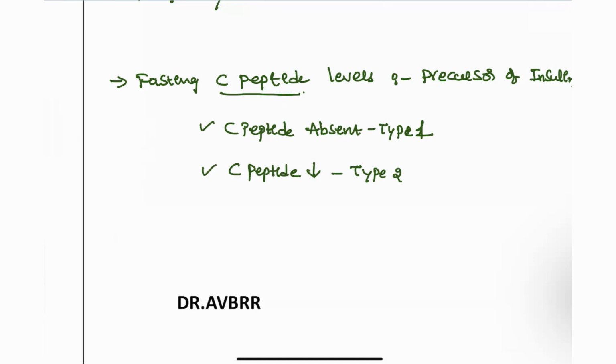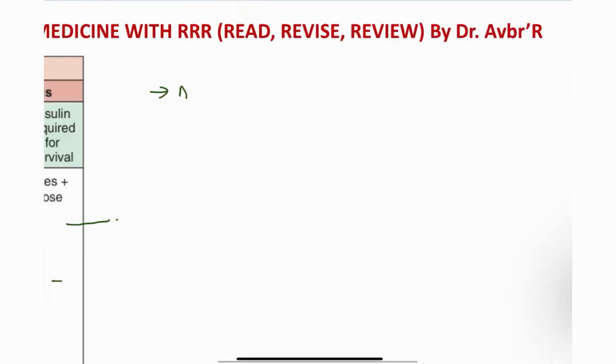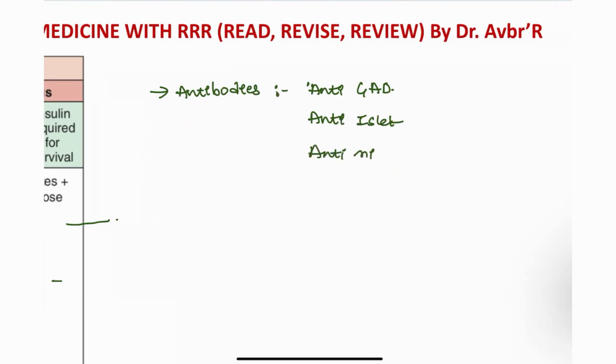Next, what other tests can we do? We can go for the antibodies. First, most commonly we are going to see GAD, and also anti-islet, and anti-mitochondrial antibodies. Okay, so these are the types we are going to see in the patients. And also MODY related antibodies will be seen.